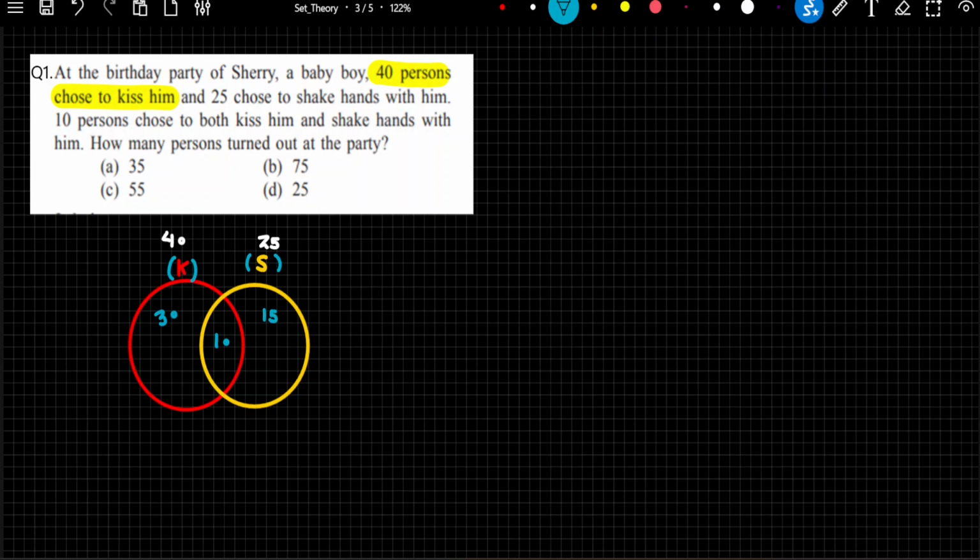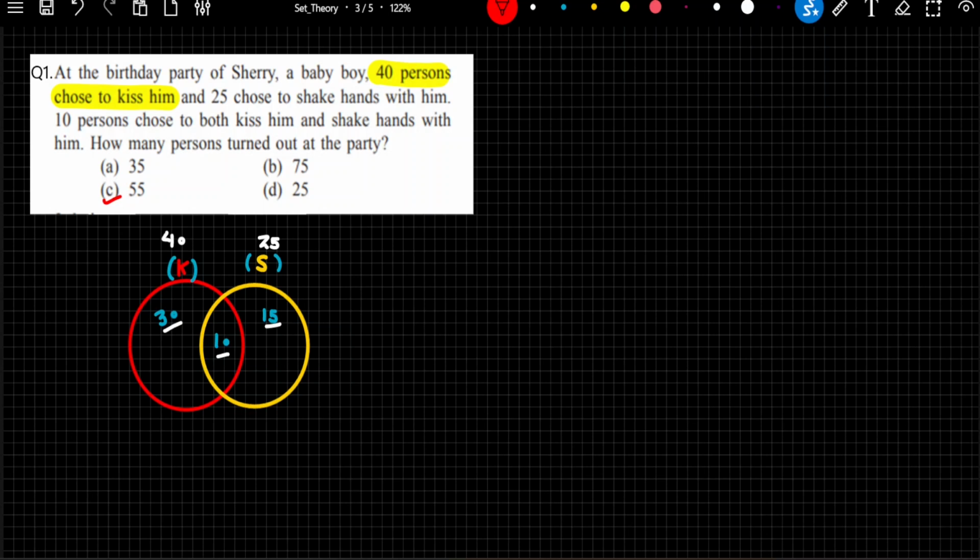Now it's become very easy for you to answer the question, how many persons turned out at the party? For that, you'll just add these numbers and you get your answer. 30 plus 10 is 40, and 15 more is 55. So whichever option says 55, we'll mark it and move forward. Option C is the correct answer. This is how easy it is to find the answers using the logical method.